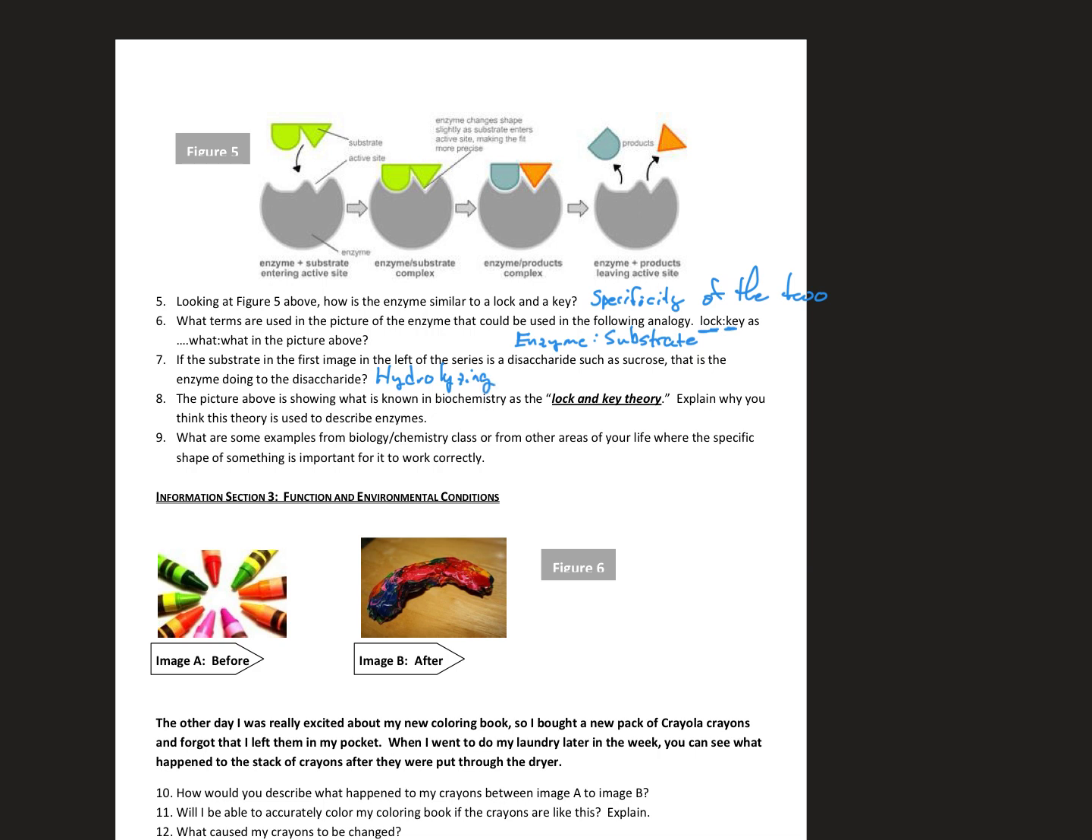Remember, that's how in biological systems you add water to break things up. So hydrolyzing or splitting the two sugars into two separate sugars. The disaccharide turns into two monosaccharides.